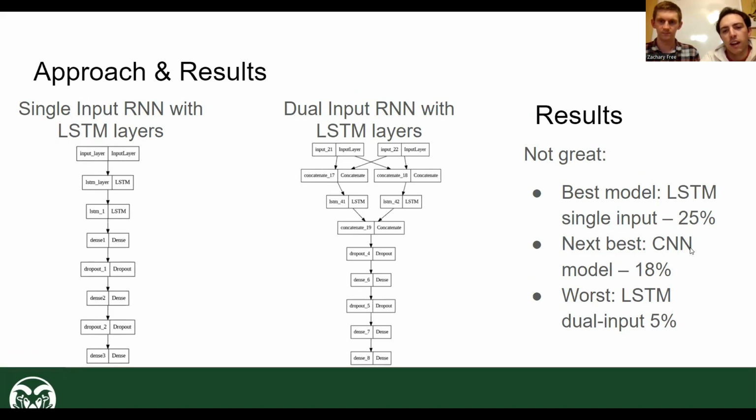Then the dual input RNN with LSTM layers was our worst architecture by far. We only really got 5 to 10% accuracy, which is worse than if you had just guessed out of the 9 options. So we weren't really happy with that one, but that was another approach that we had tried.